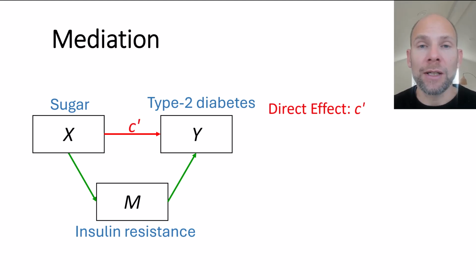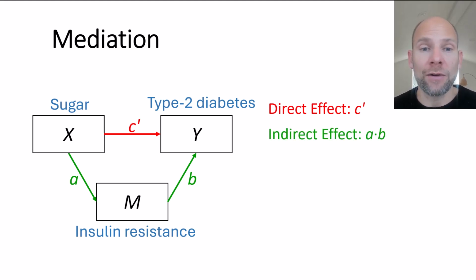Now in this model we have a direct effect of x on y, and that is often expressed as c prime. C prime is a regression coefficient for the direct effect of x on y. In addition, we have a path from x to m, which is often described as the a path. And we have a path from m to y, which is often labeled as the b path. And so then there's also an indirect effect of x on y via m.